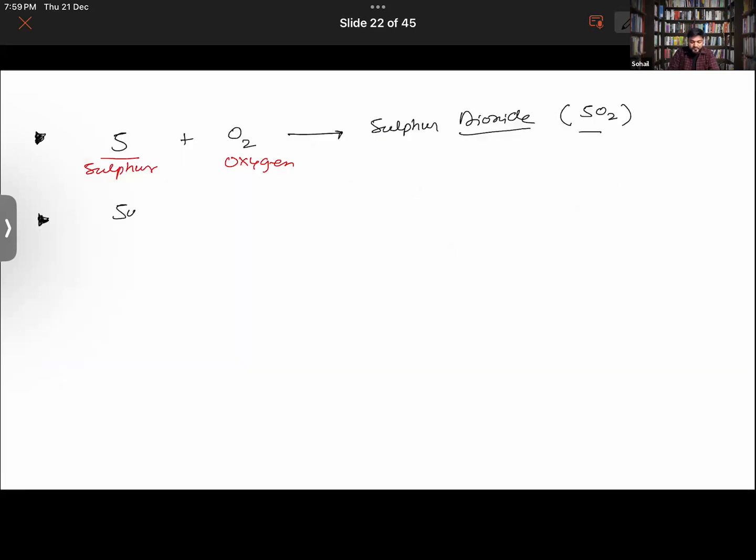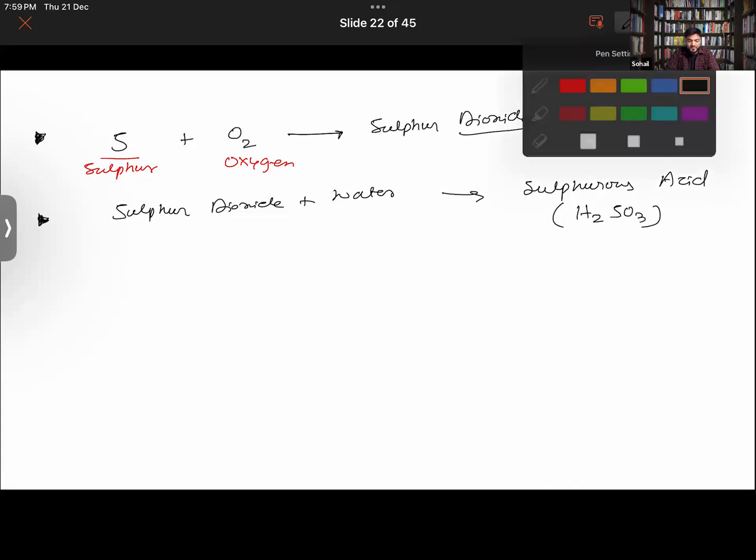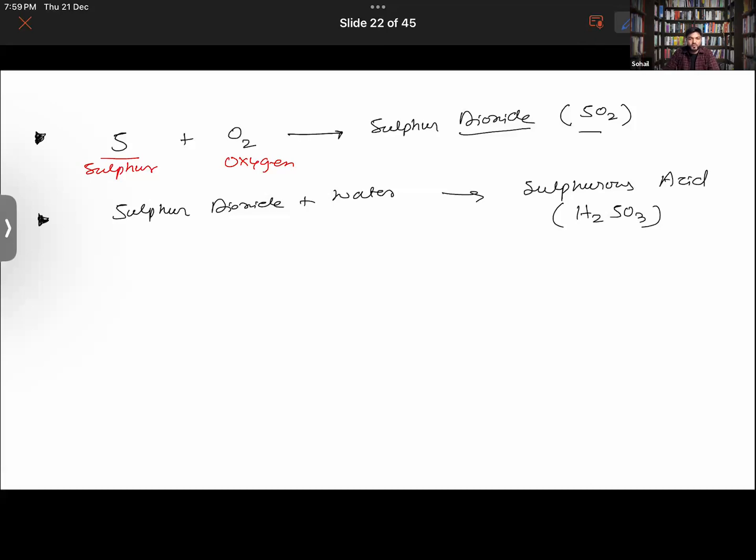So basically, sulfur dioxide plus water will now give you an acid that is called sulfurous acid. Not sulfuric, it's sulfurous. Sulfurous acid is H2SO3. Sulfuric acid is different, that is H2SO4.